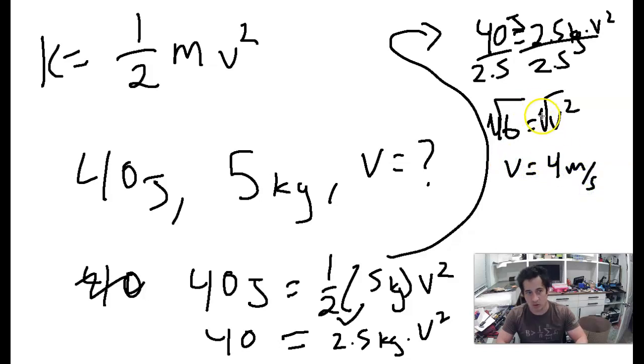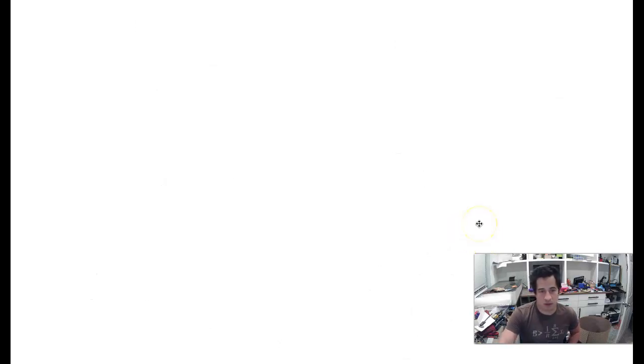Now we did take the square root, so technically it's a plus or a minus, but we're just going to ignore the sign for this. Okay? And so we have a velocity there of 4 meters per second for that object to have a kinetic energy of 40 joules. And there we have it.